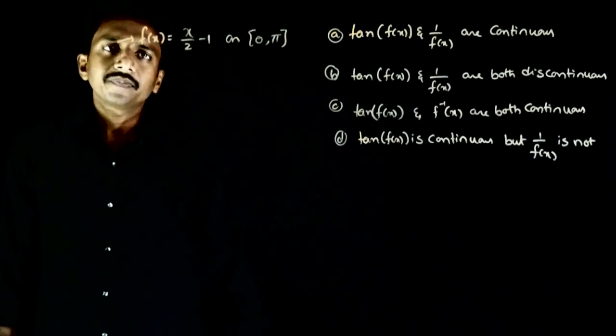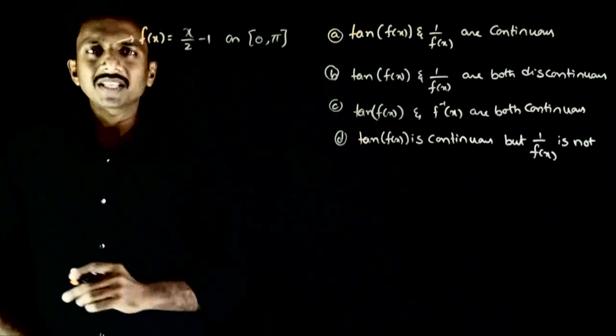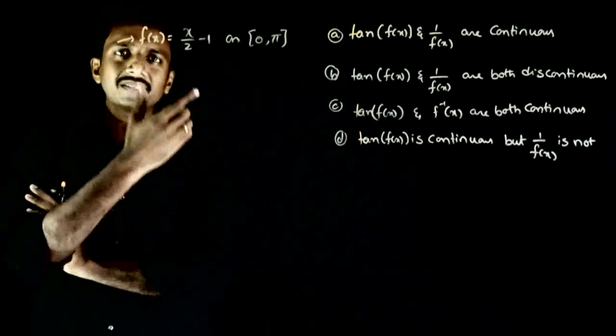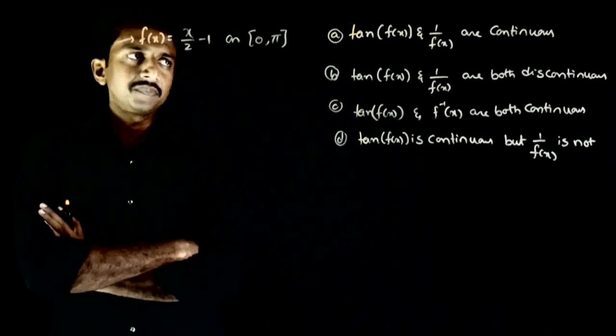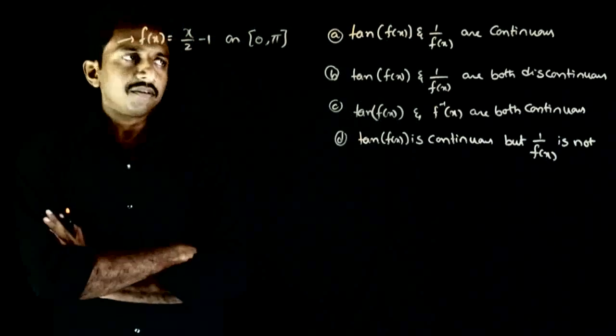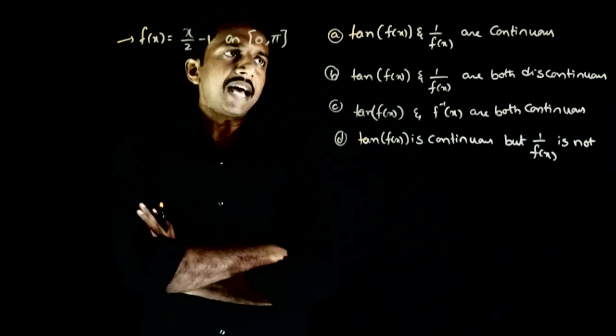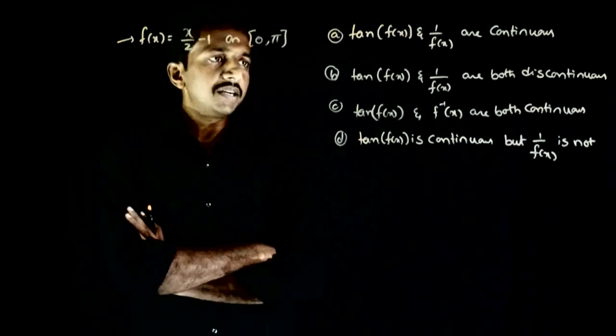So welcome students. In this question, it is given f of x is x by 2 minus 1. It's a very simple function and it is defined on 0 to pi. And you are given four options, which are: tan f of x and 1 by f of x are continuous.